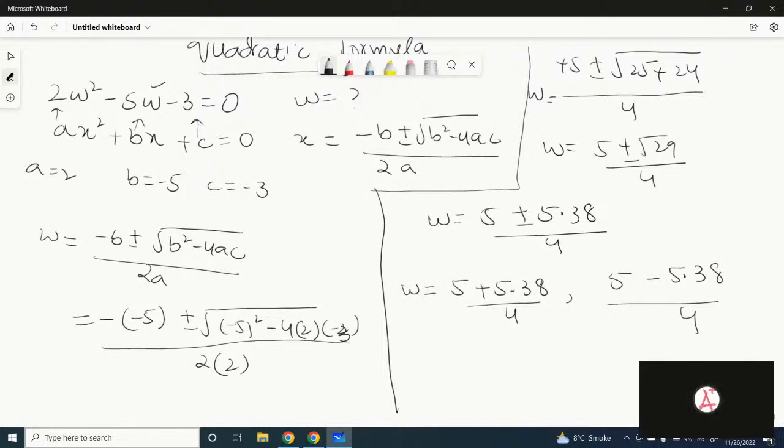So it would be 5 plus 5.38 is 10.38, and 10.38 divided by 4, it is 2.5, and it would be 0.38 divided by 4, so it would be 0.095. So these are the two values for the w for the given equation. Got it?